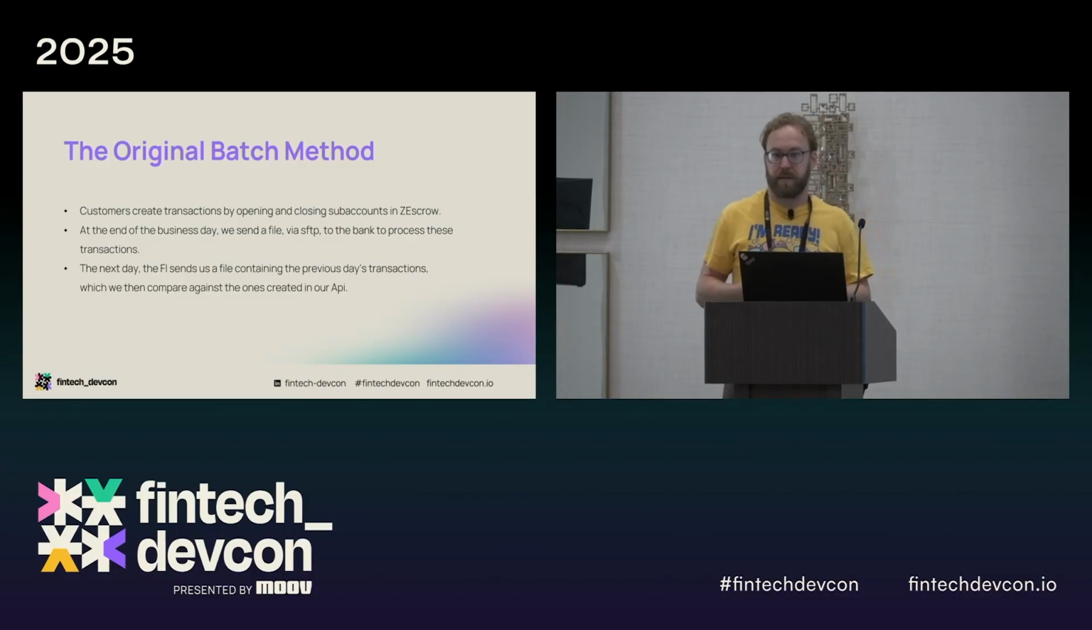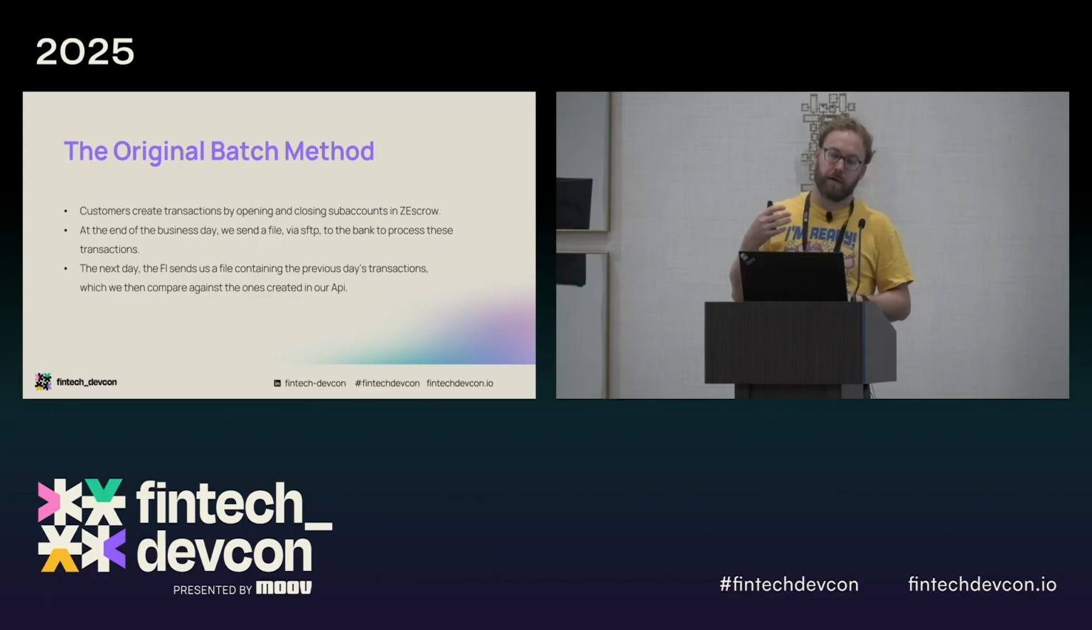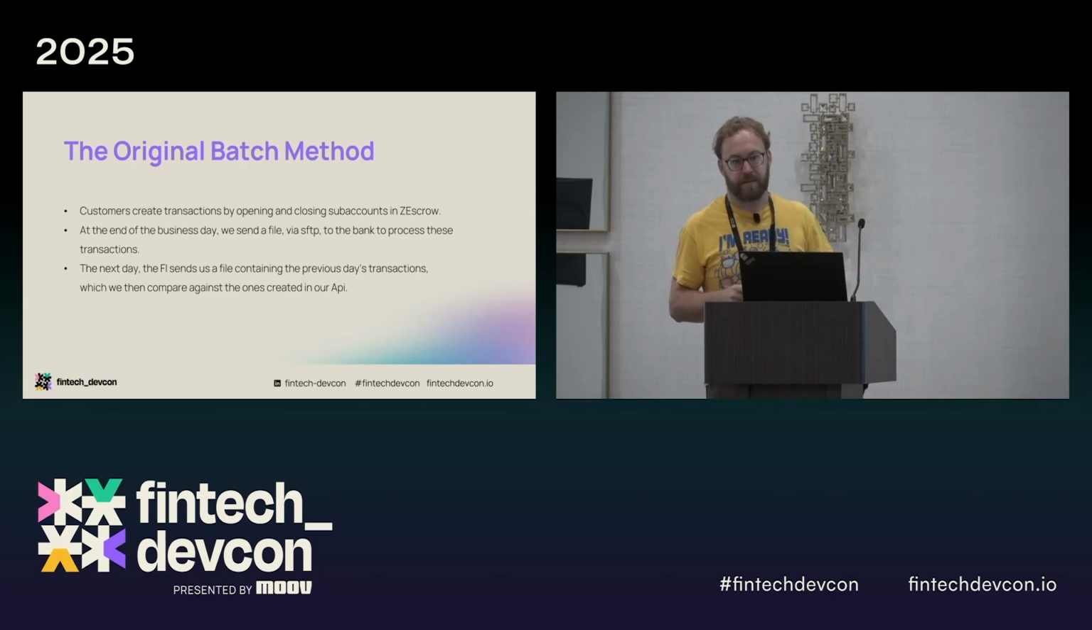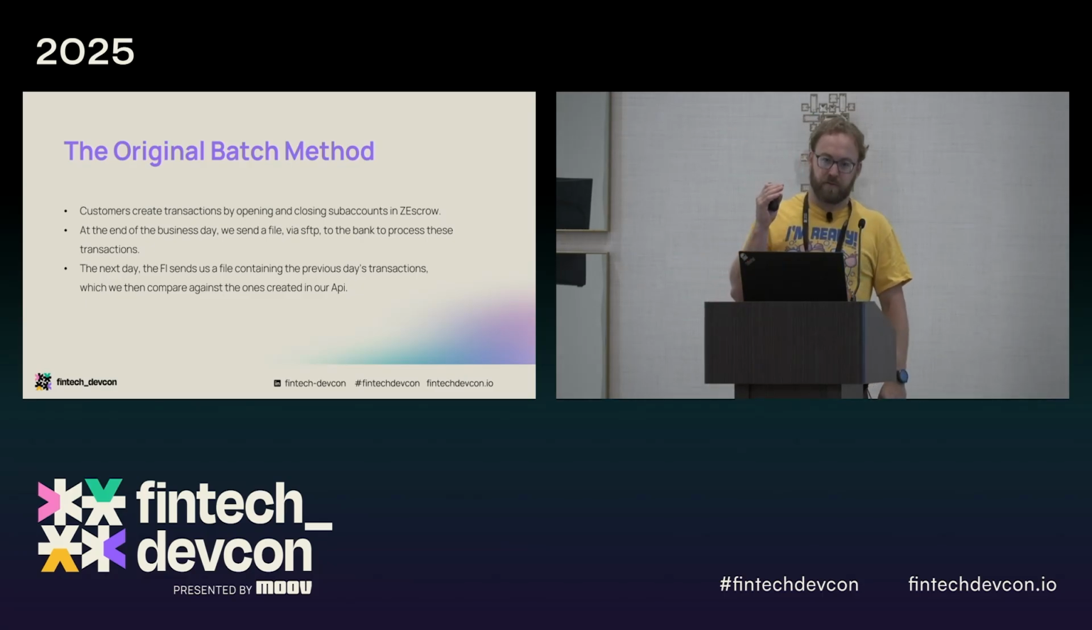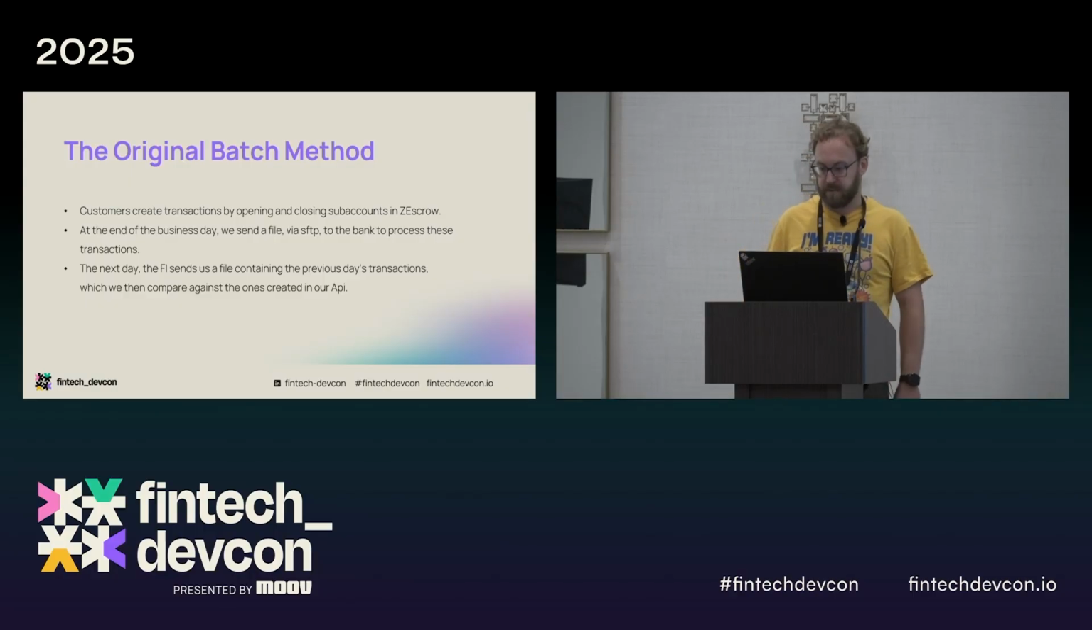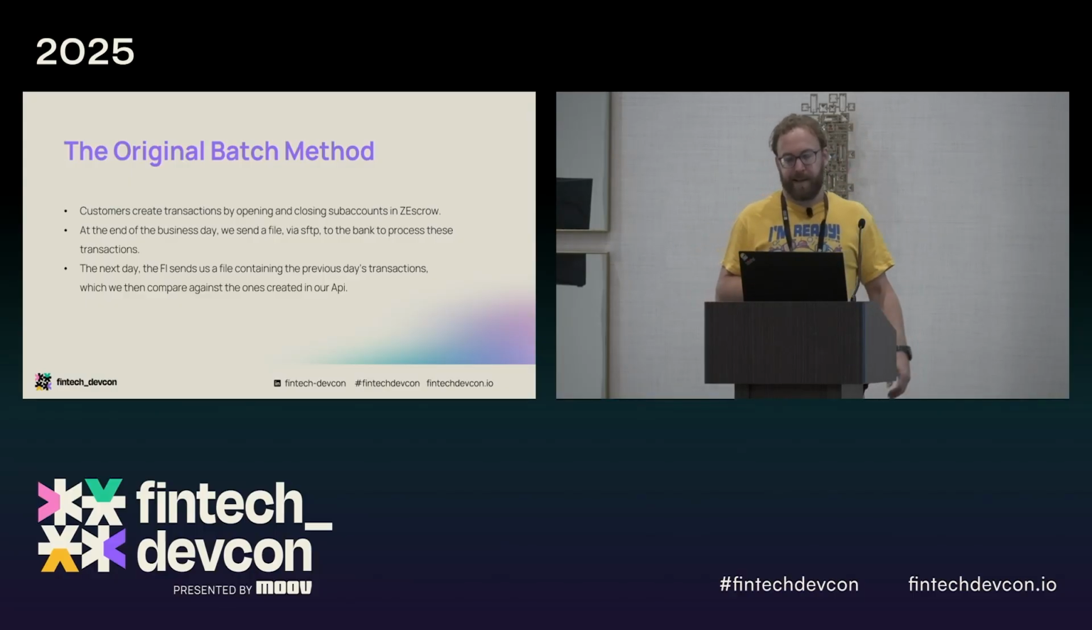The original method that we started with was batch files. The transactions for our consumers or our users build up through the day, and then at some cutoff that's determined by the bank, those transactions get sent to us and turned into a file, which we then send to the bank, and the core processes it overnight, and then we get another file the next day that says, these transactions have reconciled, and it works great.